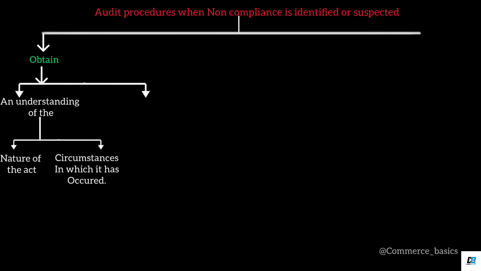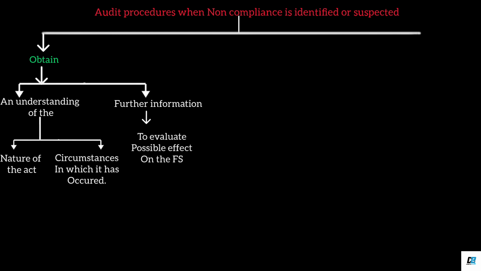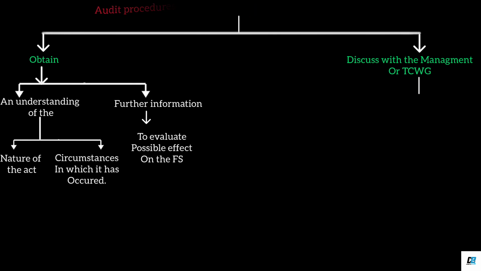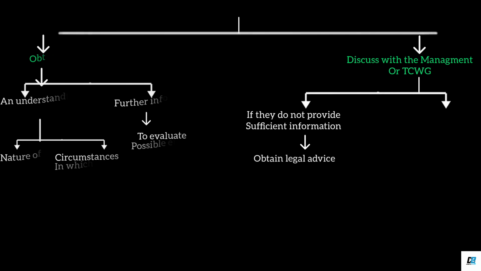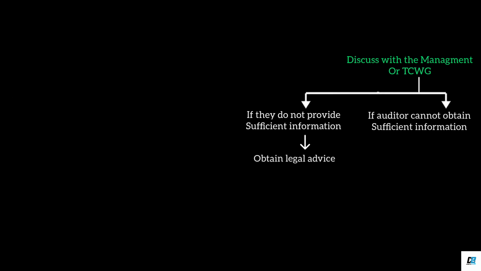Once he understood these two things, then he has to obtain further information regarding the effect of this non-compliance on the FS, because at the end of the day, FS is important for the auditor. Then he has to discuss with the management or TCWG. If management does not provide sufficient information, the auditor can take legal advice. If the auditor cannot obtain sufficient information, even though he wants to obtain more evidence, then he can modify his opinion.